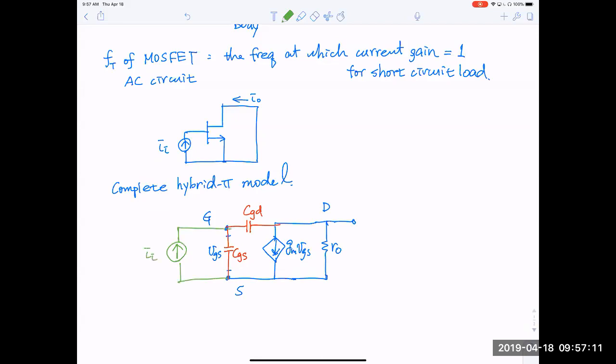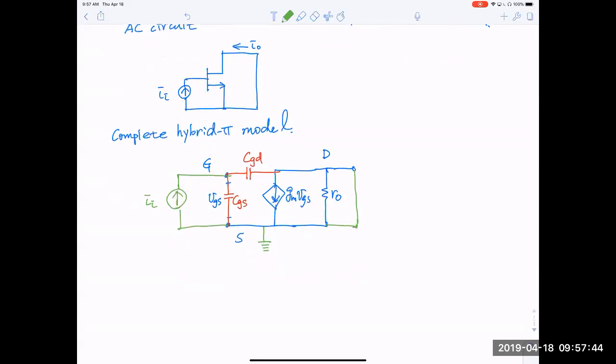Okay, this is Ii. And then we will short circuit the drain, so we connect it by a short circuit here, and the source is grounded. The blue color is the simplified hybrid pi model for low frequency response, together with the red color capacitors, that's the complete hybrid pi model that we can use to evaluate the high frequency response. And the green part is just the external circuit element. So how do we analyze this?